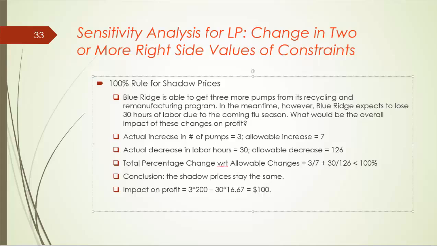The impact on profit would be 3 times 200 minus 30 times 16.67, which is equal to $100. That is to say, overall, the optimal profit is going to increase by $100.